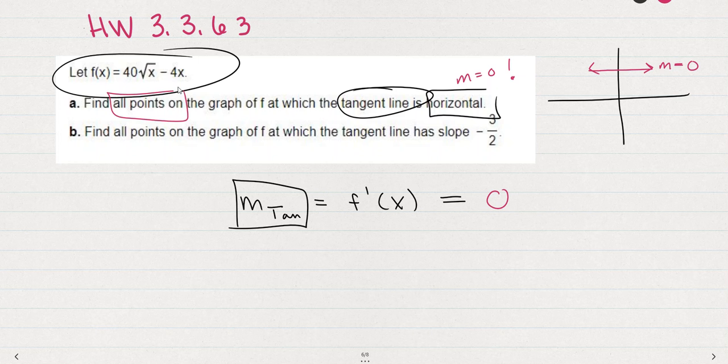Next, find all the points on the graph where the tangent line has a slope of negative 3/2. So for part B, it's going to be finding that first derivative, and then whatever we get for that derivative, we're going to set that equal to negative 3/2 and solve that for x.